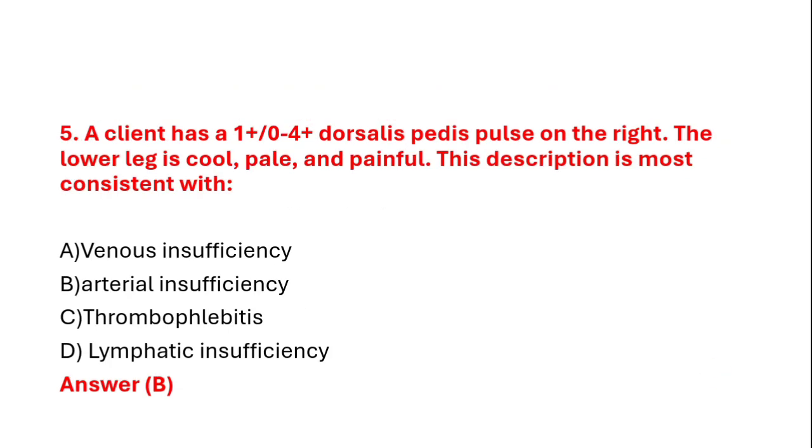Question number 5, a client has a 1+ on a 0 to 4+ scale dorsalis pedis pulse on the right. The lower leg is cool, pale and painful. This description is most consistent with option A, venous insufficiency, option B, arterial insufficiency, option C, thrombophlebitis, option D, lymphatic insufficiency. Correct answer is option B, arterial insufficiency.